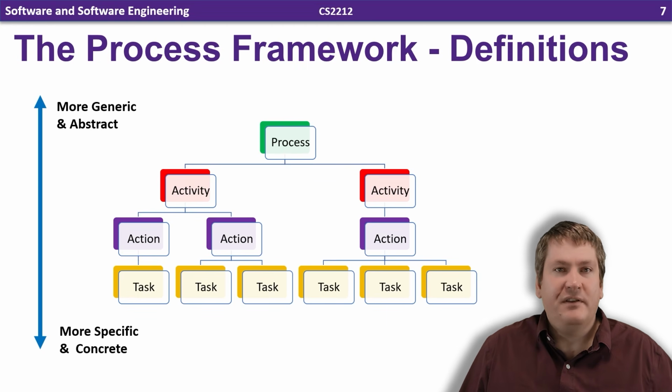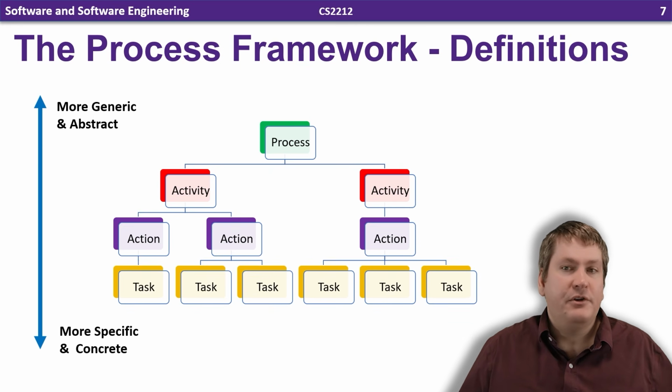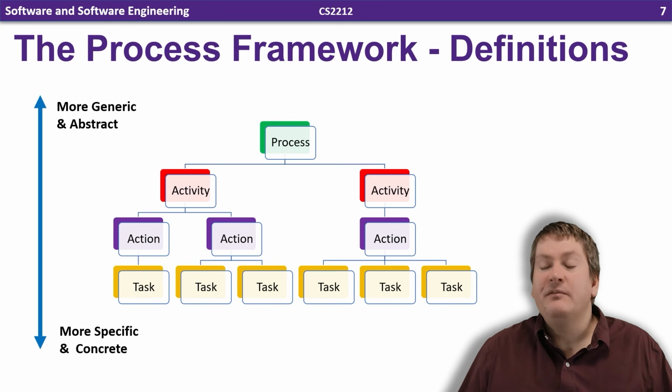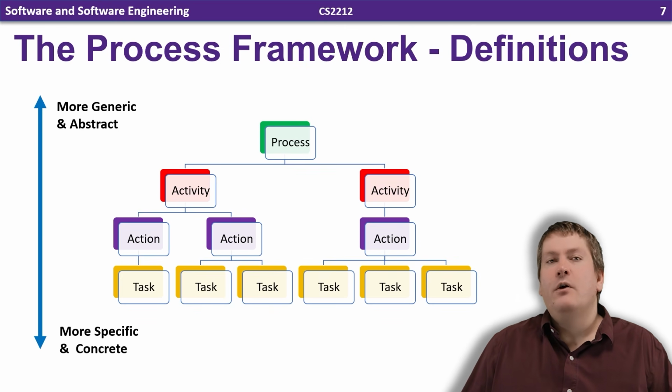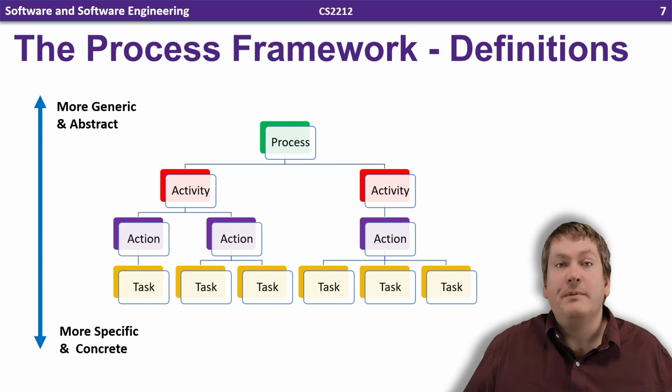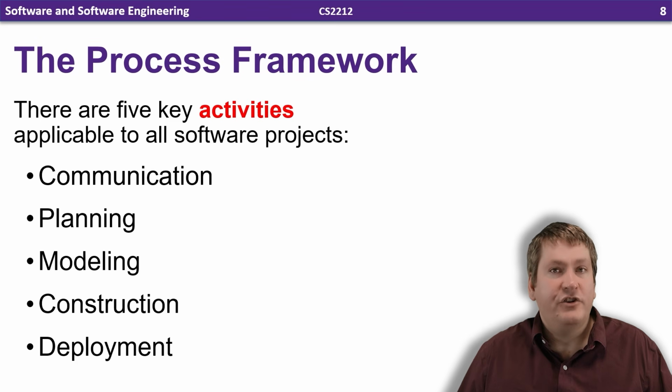The idea here is that we have a process that's going to define a few generic activities that will be applicable to everything we do. Then when we come to a specific project, we have to fill in the details by filling in the actions and tasks. Now you might be wondering, well, what are the activities that are going to be generic to all our projects? Well, there are 5 key activities that are applicable to all software projects.